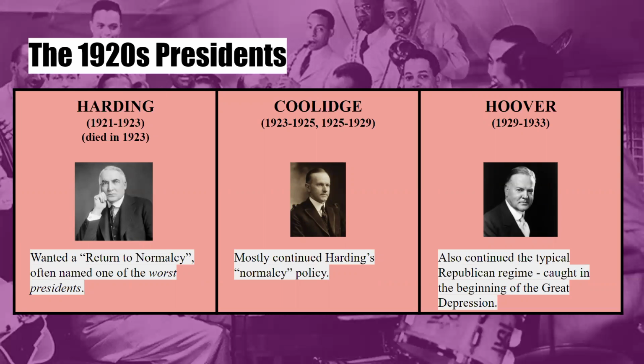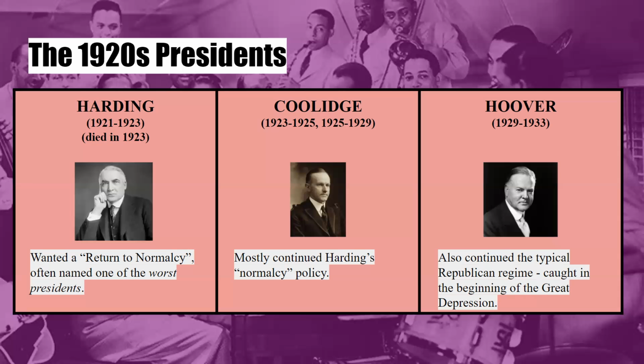But before we get to that, let's just say what he wanted: a return to normalcy. He did not necessarily like what the progressive presidents did, like Theodore Roosevelt, Taft, and Wilson, in the progressive era. So he was like, let's go back to normal, like in the Gilded Age. And he did a lot of corrupt things. He's often named one of the worst presidents.